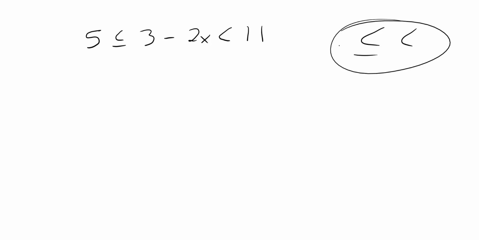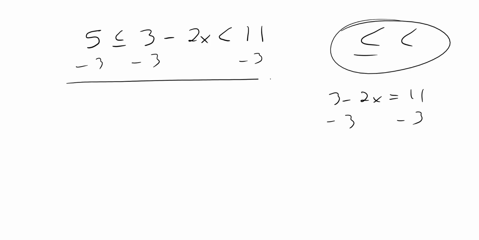So the first thing I'm going to do, just like if I said 3 minus 2x equals 11, what's the first thing you're going to do is you're going to subtract 3 from both sides, right? So that means I'm going to subtract 3 from all sides. So I get 5 minus 3 is 2, less than or equal to negative 2x, less than 8. Everybody okay with that? Okay. I think I subtracted right this time.